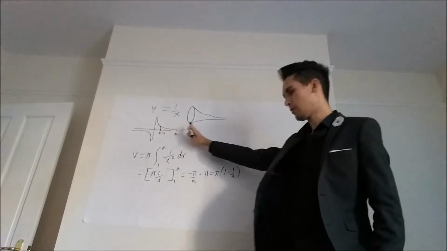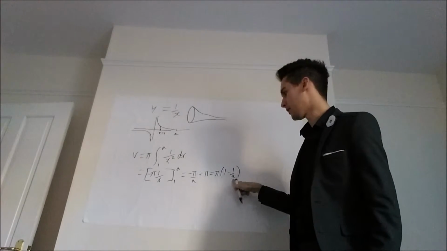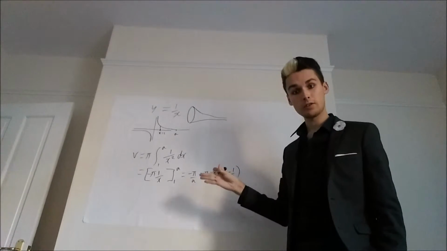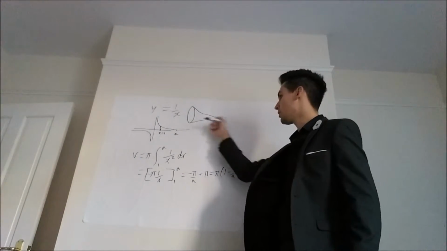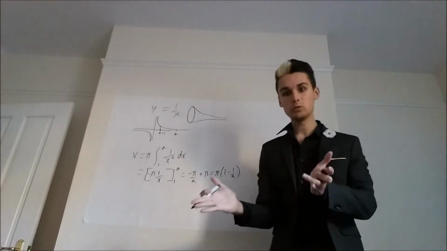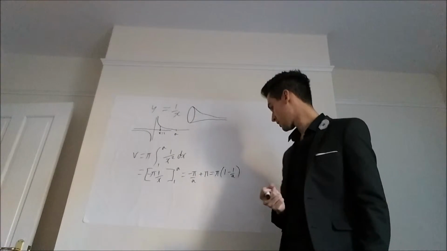As we go further and further along, the volume here, well, 1 over a will tend to 0, so the volume is going to get closer and closer to just being pi. It's very much finite. So even if we go an infinite distance here, we're adding such a small amount as we go along, we still have a finite volume, which is just pi.